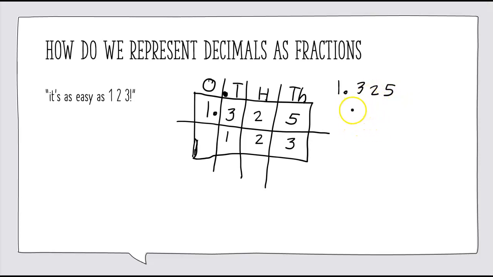So with that, if I needed to use expanded form to write this number, and I wasn't sure how, I know it's easy as 1, 2, 3. I put a 1 in front of those. So I know this is 3 tenths, this is 2 hundredths, and this is 5 thousandths.